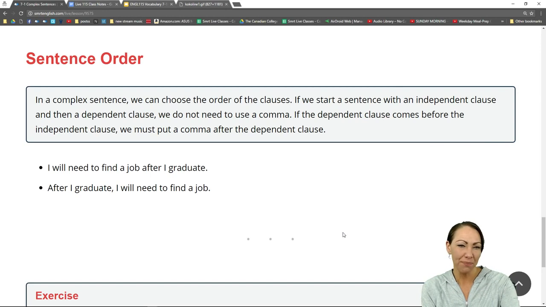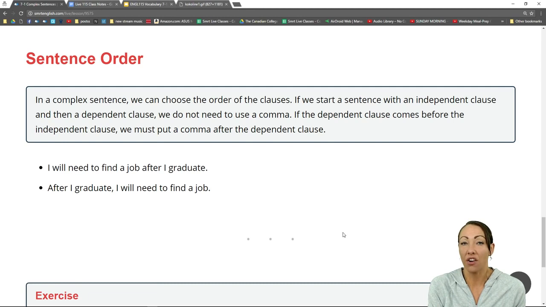Our first one starts with the independent clause and finishes with the dependent clause, so we do not need a comma. "I will need to find a job after I graduate." It's true, and that's why we go to school, right? Back to the more we know, the more we can say, the more we can communicate, and the more opportunities we have. So, I will need to find a job after I graduate.